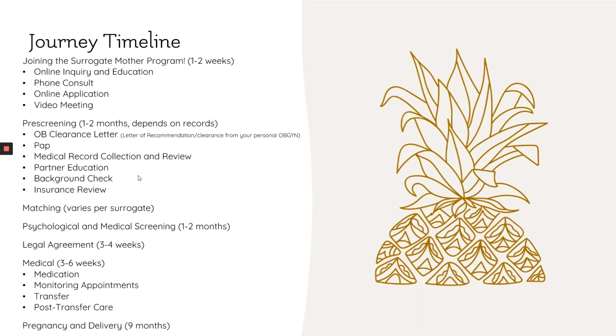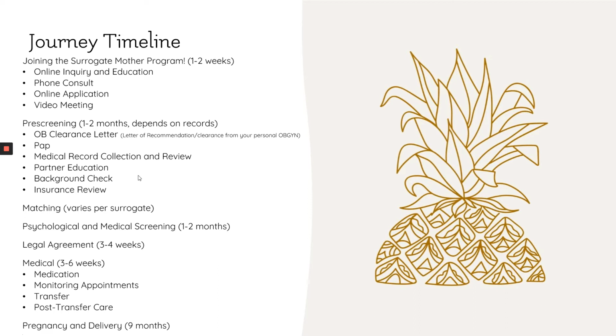So besides collecting your medical records, which includes your pregnancy delivery records for all your pregnancies, you also need an OB clearance letter. This is essentially a letter of recommendation from your own OBGYN saying that you are a good fit to pursue another pregnancy.